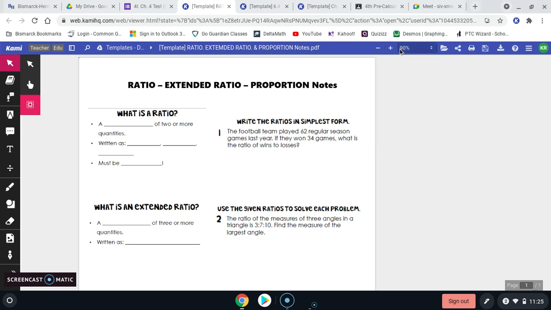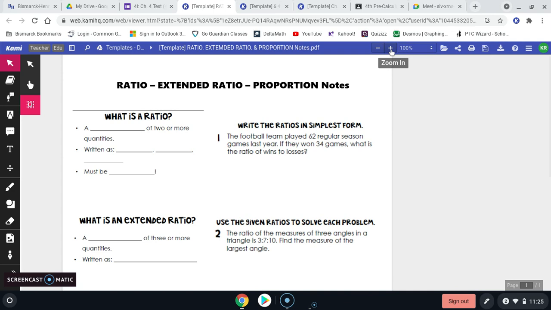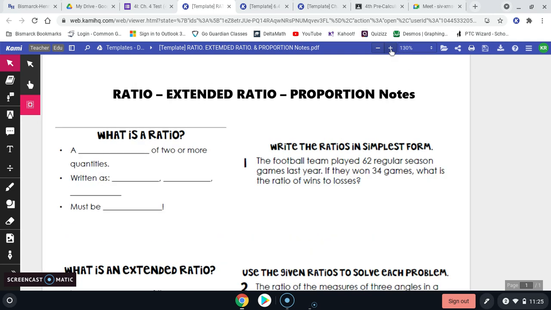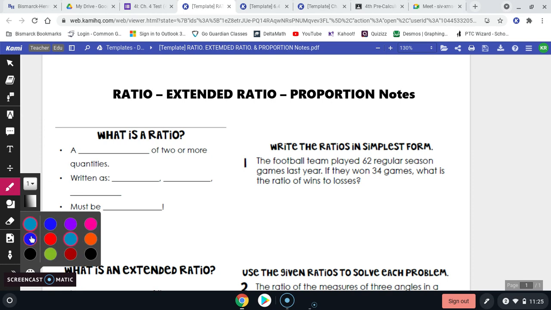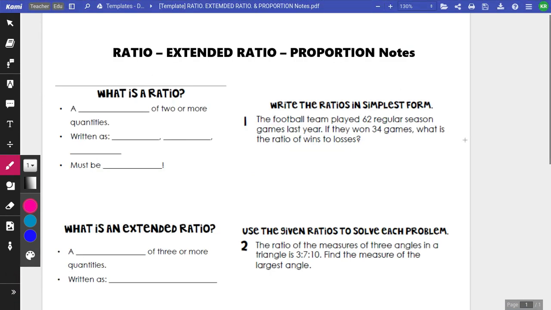Right, today we're going to start Unit 8, and one of the topics is ratios and proportions. So we're going to do just a couple definitions here, and then a couple of examples. So what is a ratio? Okay, it is a comparison of two quantities, and there are multiple ways in which you can write that.